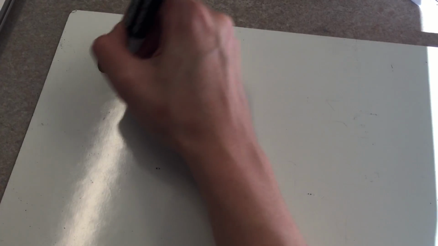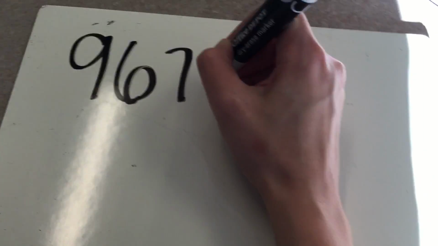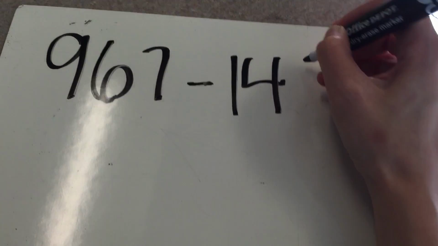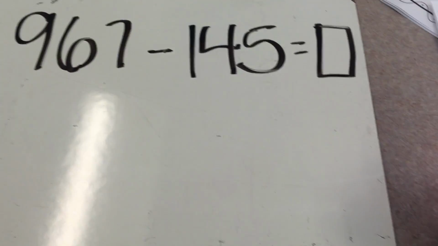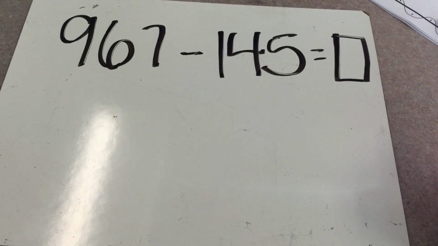Let's try one that is a little more challenging. 967 minus 145 equals box. Let's see if you can pause the video and draw a tape diagram.